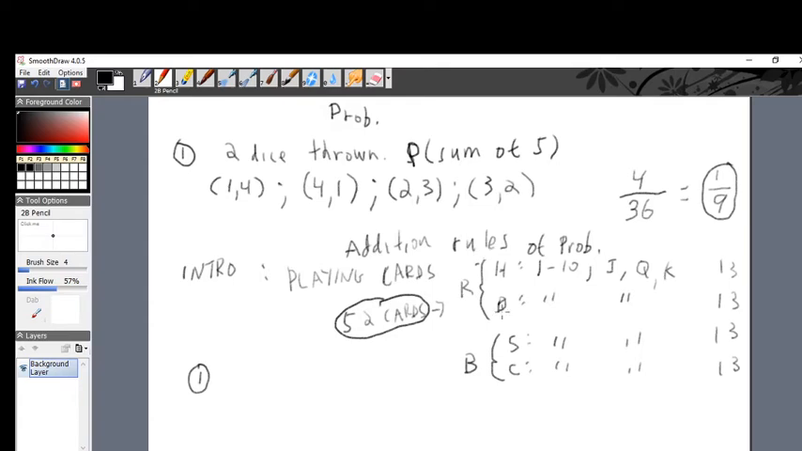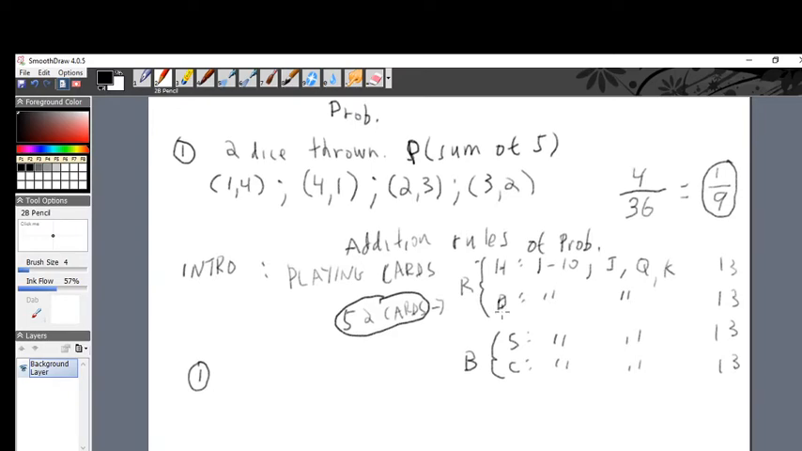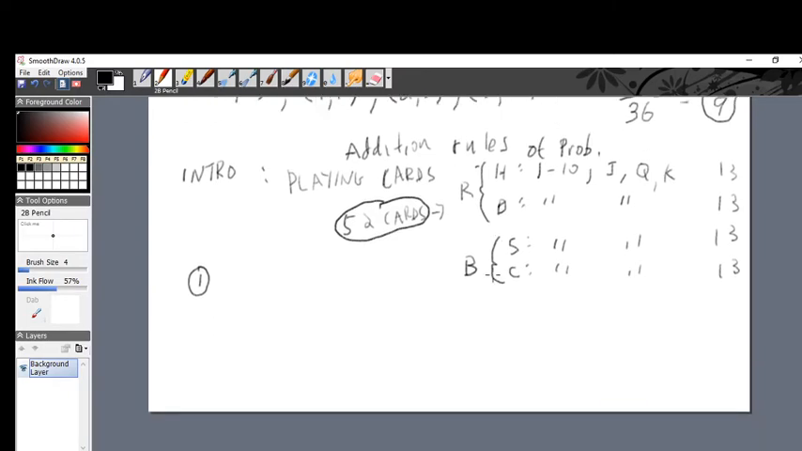Give me a minute as I try to move up the piece of paper. There we go. Back to our piece of paper. And here is the question.